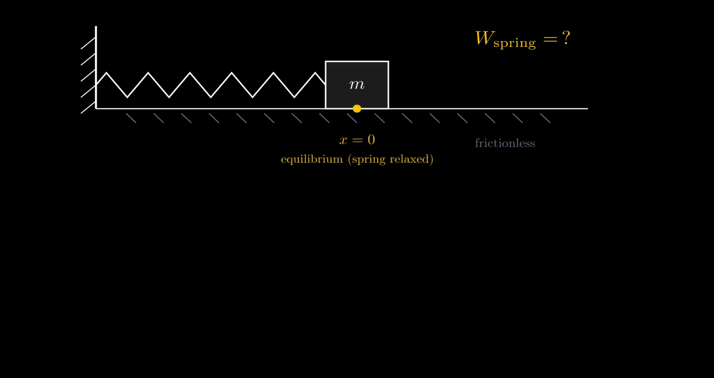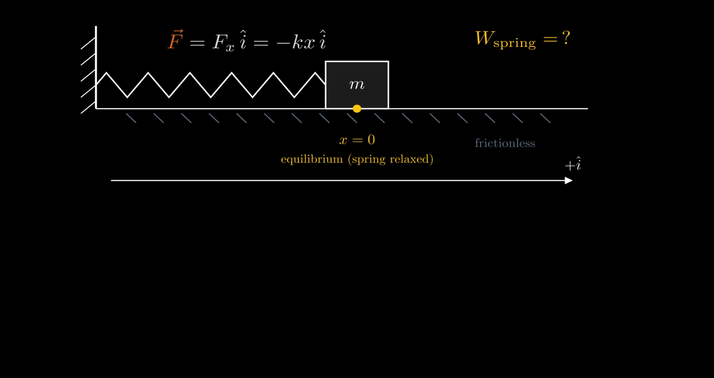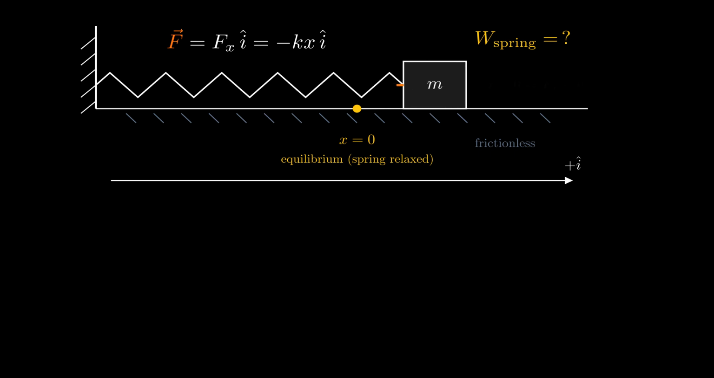Place the origin at the center of the body when the spring is relaxed, the equilibrium position, and let x be the body's displacement from that origin, with the positive i-hat direction pointing the way the body moves as the spring stretches. Hooke's law then gives the spring force. F equals F sub s i-hat equals minus kx i-hat.